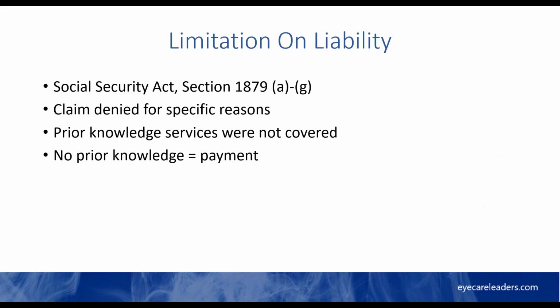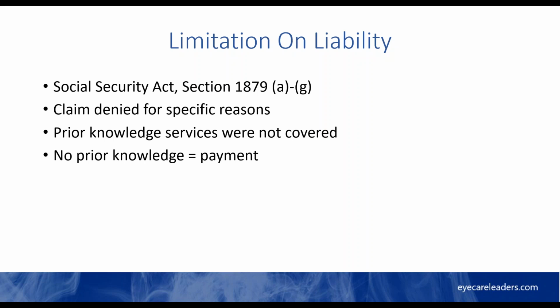Section 1879A through G of the Social Security Act provides financial relief to beneficiaries, providers, practitioners, physicians, and other suppliers by permitting Medicare payment to be made or requiring refunds to be made for certain services and items for which Medicare payment would otherwise be denied. This section of the Act is referred to as the limitation of liability provision.